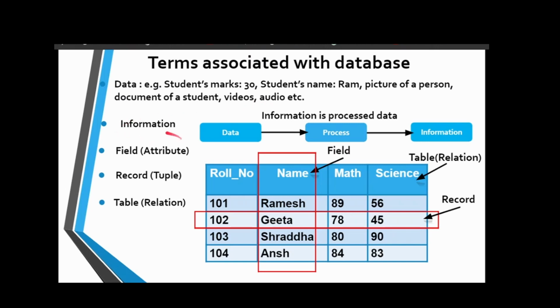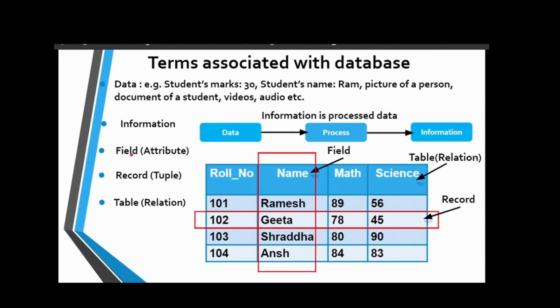Now next come to information. What is information? Information is the processed data. Means after processing whatever data you will get is information. Okay, now come to field. Field is what? Field is the smallest unit of database. It decides the attributes of the table. Means in which category you are going to store values in the table or in the database will be dependent on the field.